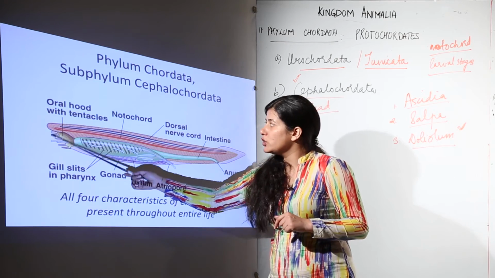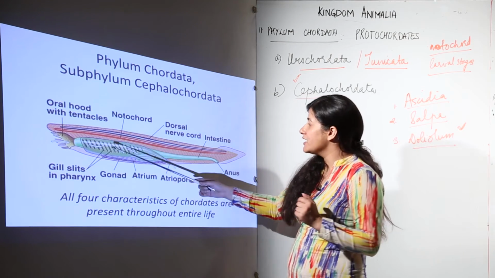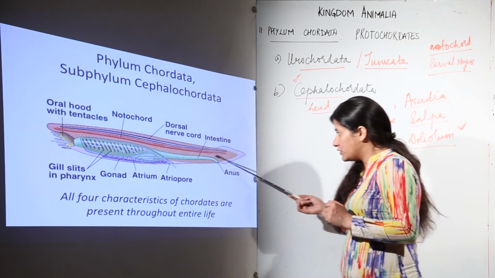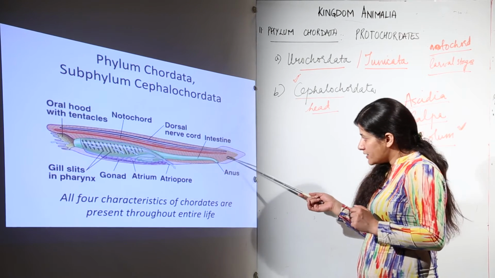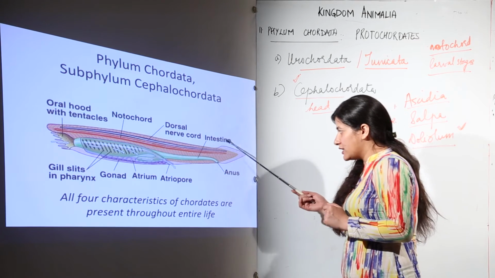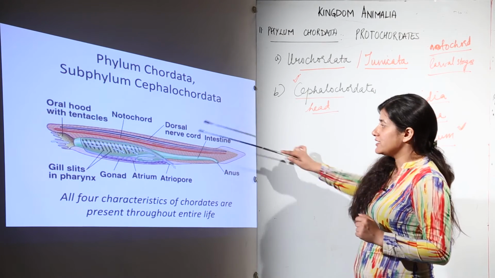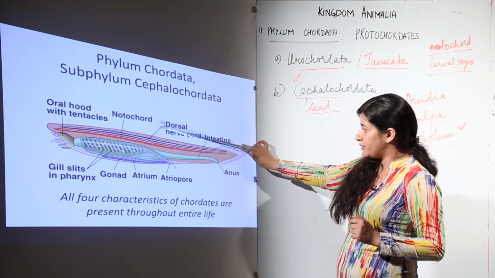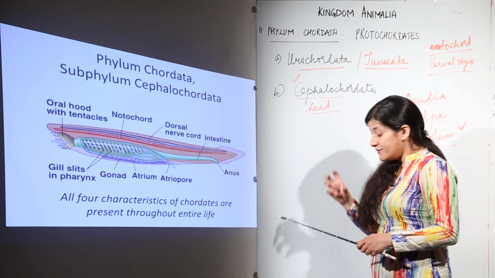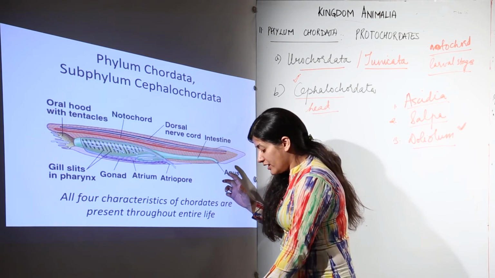Then there is an oral opening that is having tentacles in it. There is a persistent notochord from one end towards the other end. There is a post-anal tail which is present because this is the anal opening. This is the post-anal tail. There is a dorsal nerve cord as well which is present. So the cephalochordates, or what we call lancelets, happen to be the best example where we can study a chordate structure.